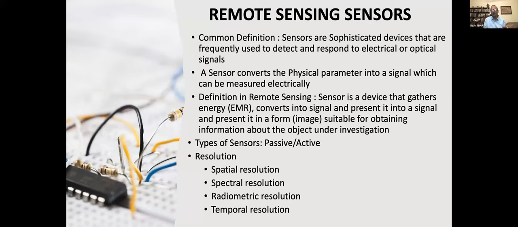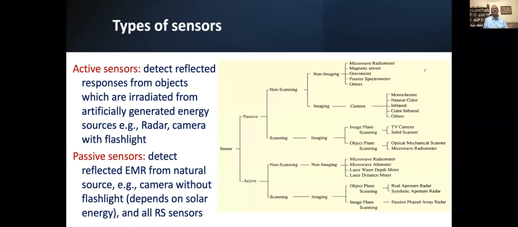Then there is spectral resolution. There is also radiometric resolution of a sensor. And then there is temporal resolution, which is about the time, at what time the data is being repeated. So let's talk about that also in the next few slides. Now, the first thing, as I said, there are active sensors and there are passive sensors. And I'll give you an example of active and passive sensors as well, where passive energy is being used and where active energy is being used.